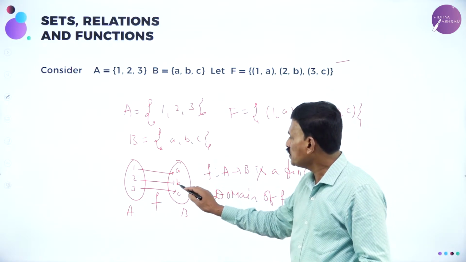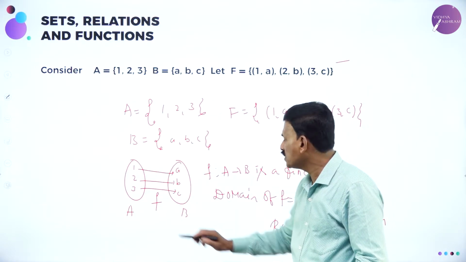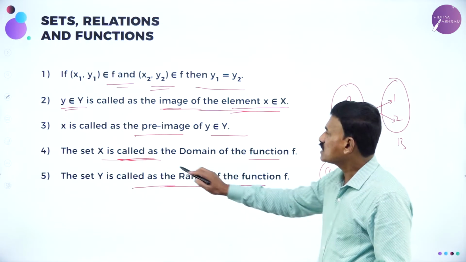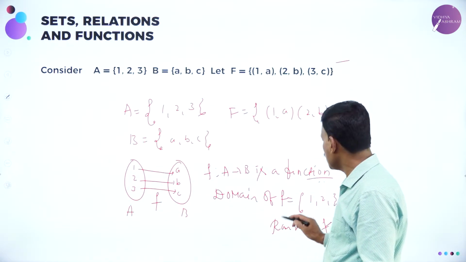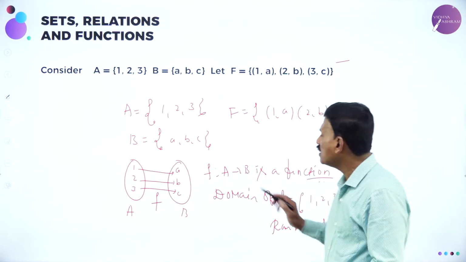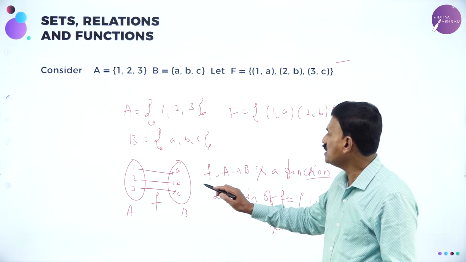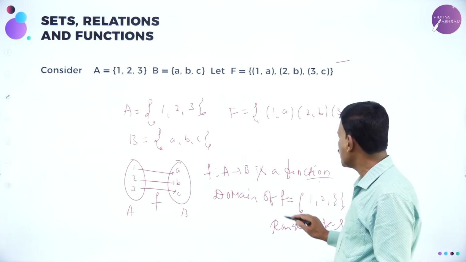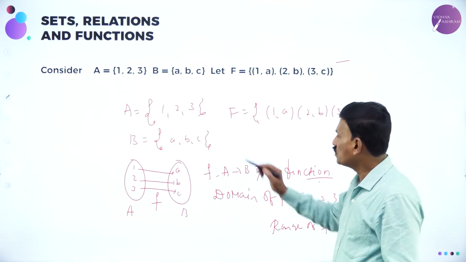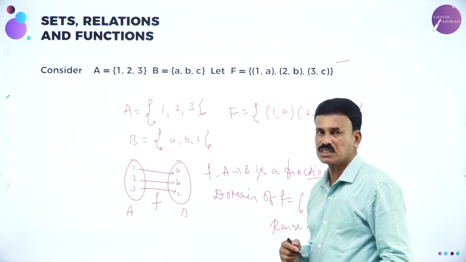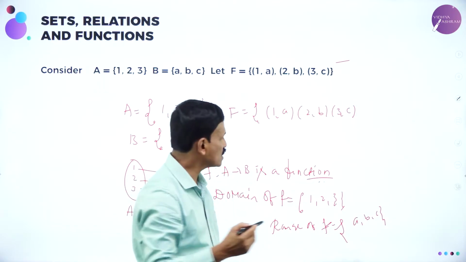So A, B, C are the images of 1, 2 and 3. The set X is called the domain of the function, and the set Y is called the range of the function. So this is a function from A to B. That's it. Let us take one more example.